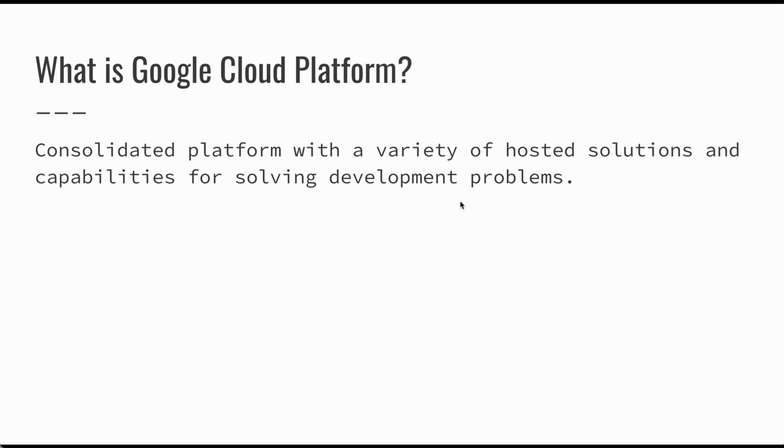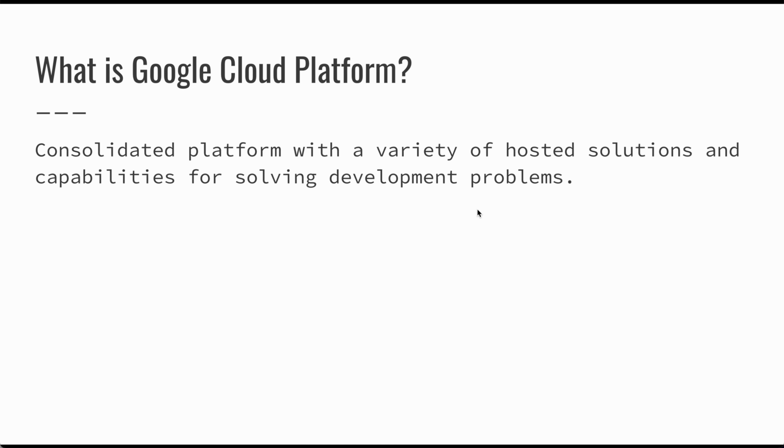So to start off, App Engine is part of the Google Cloud Platform, and there are a lot of different cloud platforms out there. You might have heard of AWS or Microsoft Azure. Google Cloud Platform is a cloud platform provided by Google. It is a consolidated set of capabilities that allow you to accomplish a variety of goals.